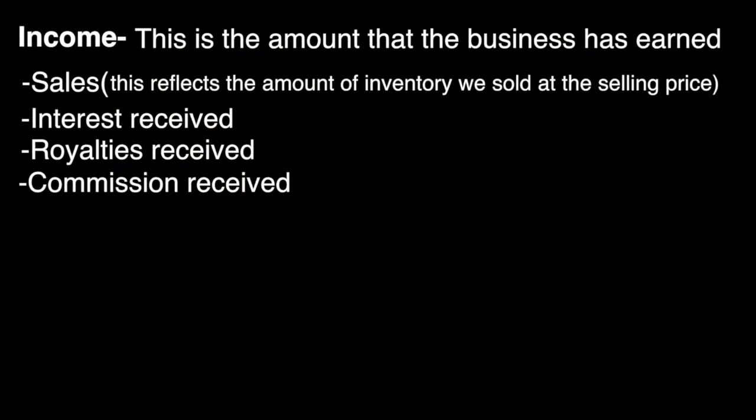The fourth category is what we would call income. Now, income, this looks at all the money that we earn as a business, as an organization. So primarily it is made up of our sales. This is looking at the inventory that we've sold at the selling prices that we're selling it for. Other examples of some incomes are interest received on our bank accounts, if we receive commission, if we receive royalties. That is all reflecting and showing income that we are earning as an organization, as a business.